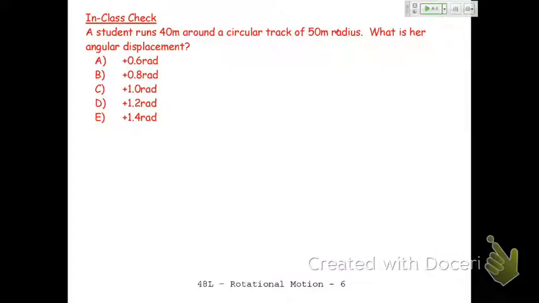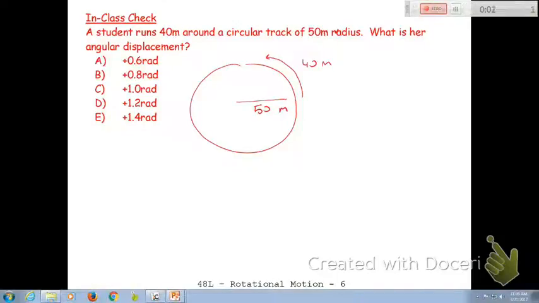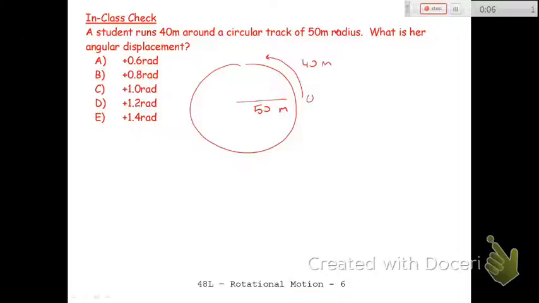So a student runs 40 meters around a circular track. It's 50 meters radius. Can you tell me, please, what is the angular displacement? So she starts off here. You can call that 0 radians. She ends up there. What is delta theta?